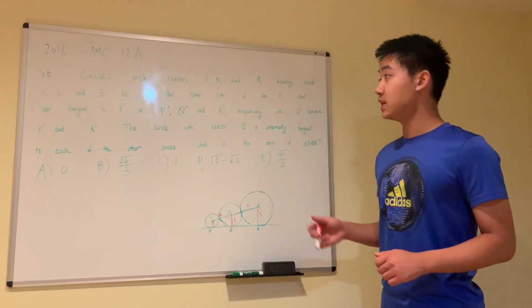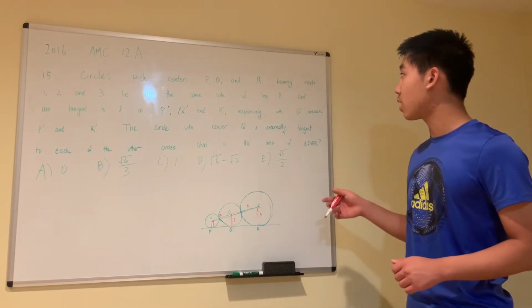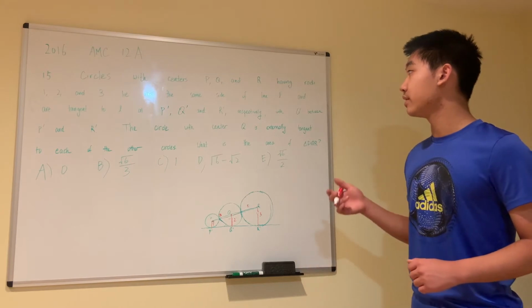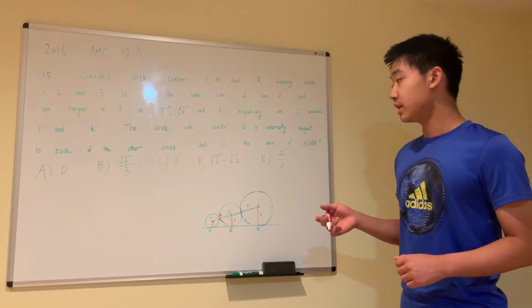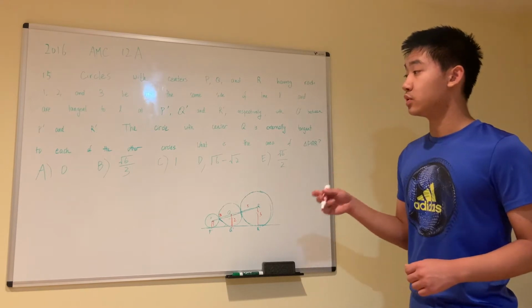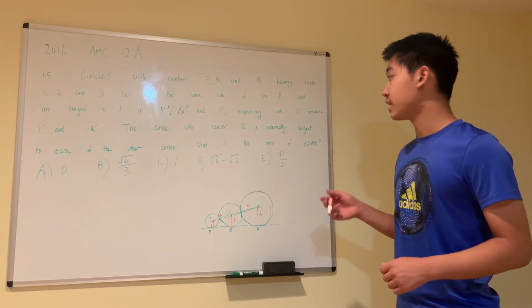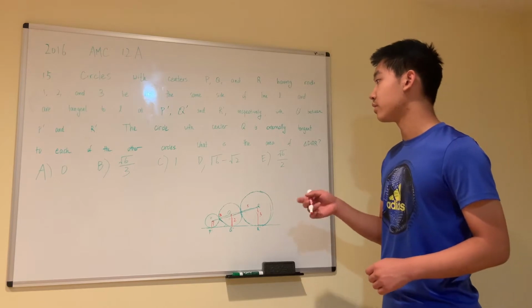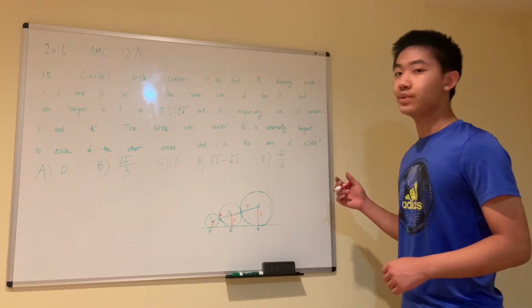This is question number 15 and it reads: circles with centers P, Q, and R having radii 1, 2, and 3 lie on the same side of line L and are tangent to L at P prime, Q prime, and R prime respectively, with Q prime being between P prime and R prime. The circle with center Q is externally tangent to each of the other circles. What is the area of triangle PQR?